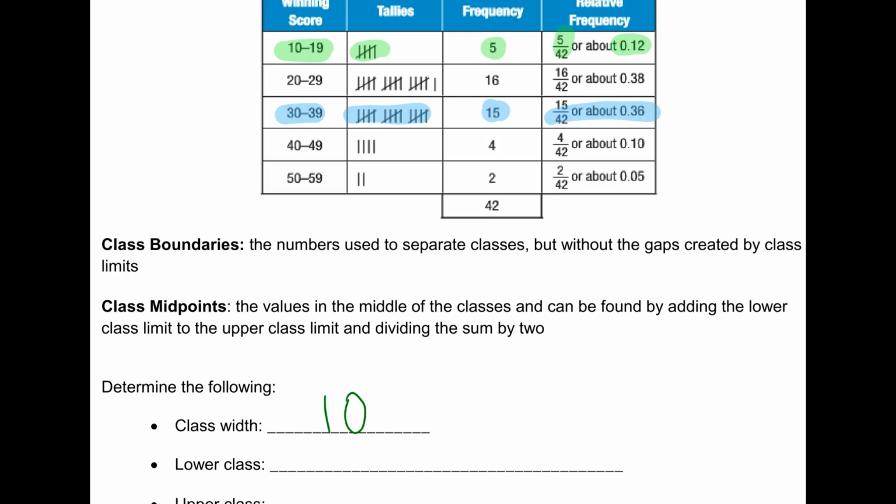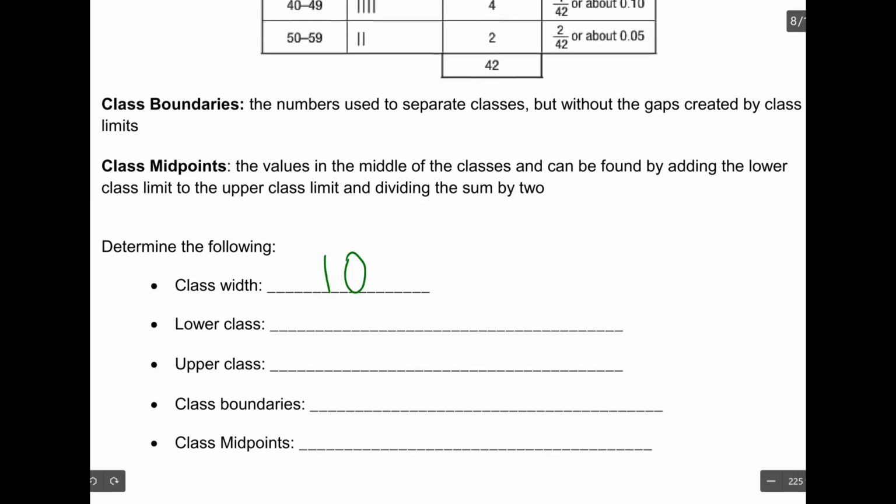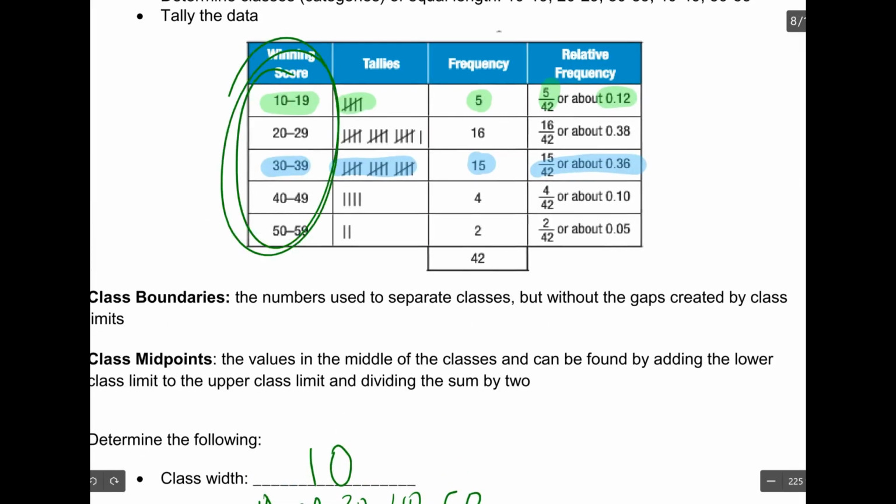The lower classes, let's see, what are the lower limits of the classes? 10, 20, 30, 40, and 50. And the upper class limits? Wait, I'm confused. Okay, well, how big? So the class is like the category. So here, these are the classes. These are the categories. These are the spacings.